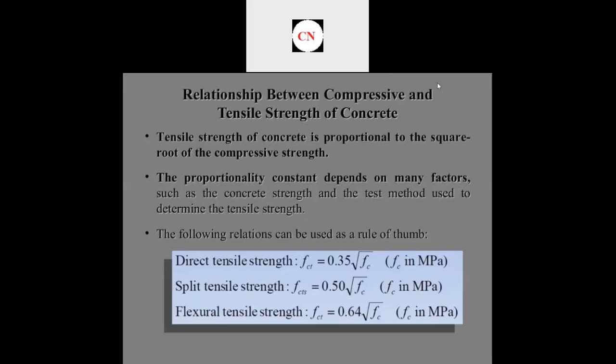So moving forward, there are several relationships between these strengths, that means compressive strength and tensile strength of the concrete. As you can see here, direct tensile strength FCT is equal to 0.35 square root of FC. FC is the compressive strength. Similarly, split tensile strength FCTS is equal to 0.5 root of FC. FC is again the compressive strength of the concrete. And the last one, flexural tensile strength FCT is equal to 0.64 square root of FC, which is again the compressive strength of concrete.